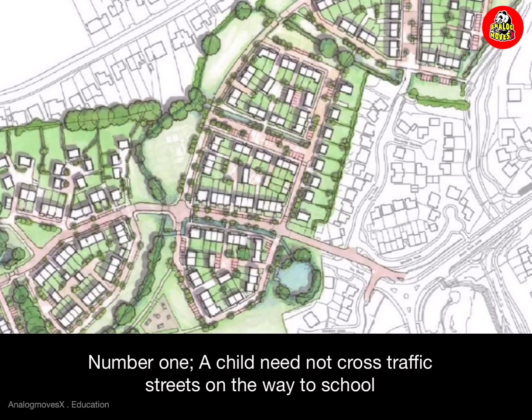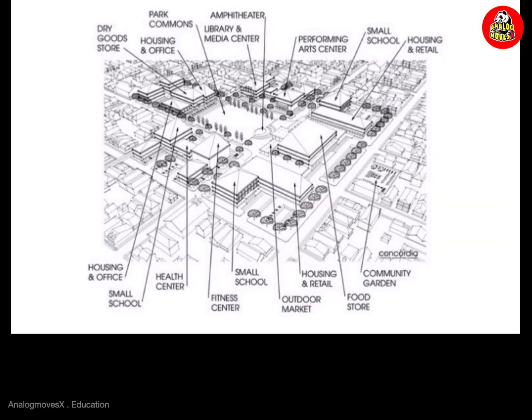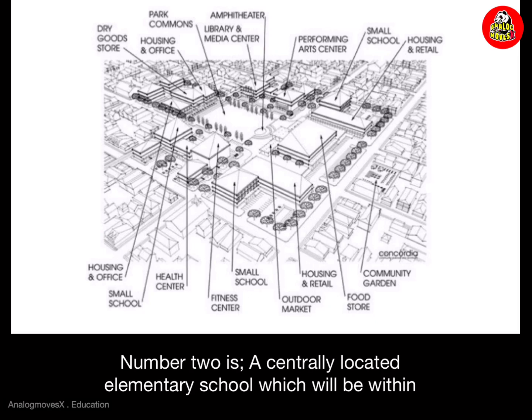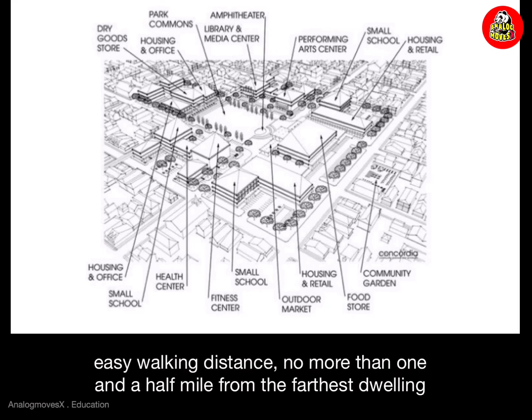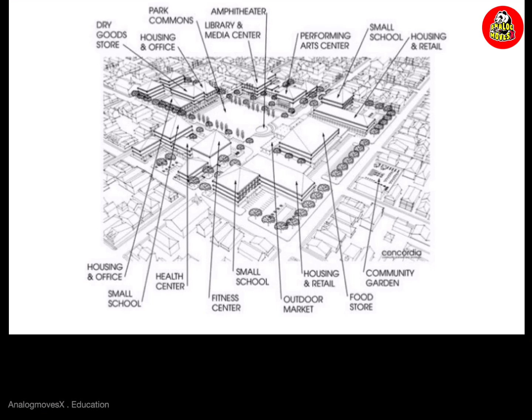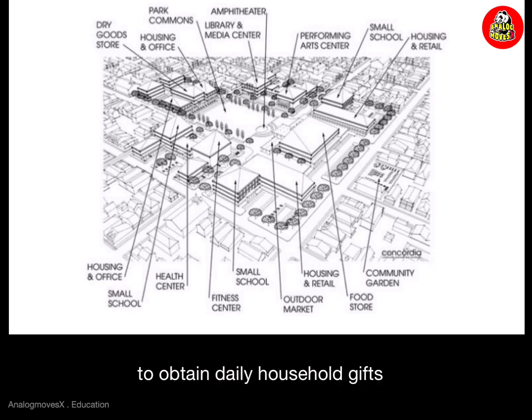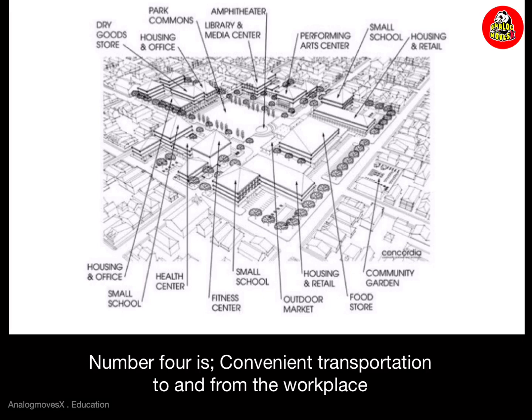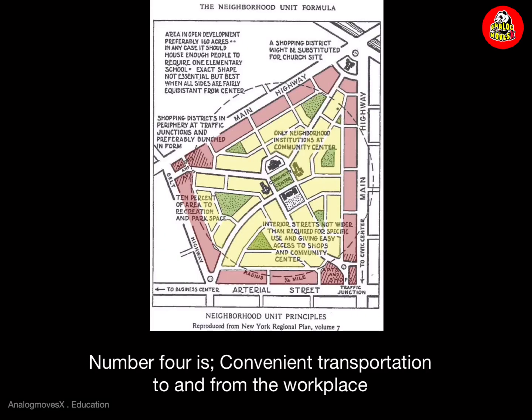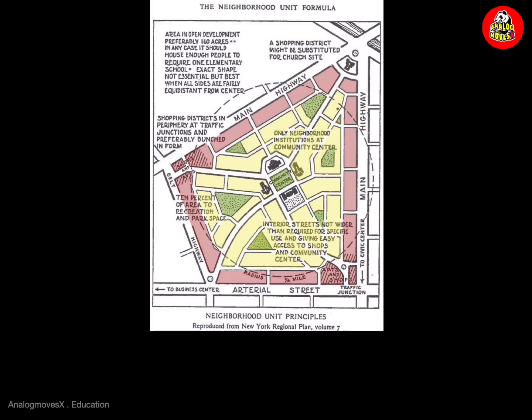Number 1, a child need not cross a traffic street on the way to school. Number 2, a centrally located elementary school which will be within easy walking distance, no more than 1.5 miles from the father's dwelling. Number 3, a housewife can walk to a shopping center to obtain daily household goods. Number 4 is convenient transportation to and from the workplace.